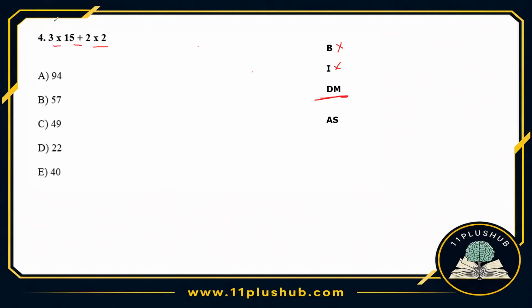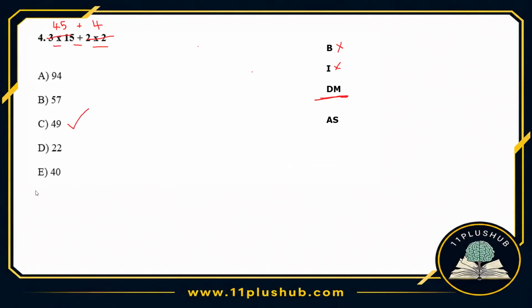So 3 times 15 is 45. So I've dealt with that bit. Then I've got my addition symbol, which I've not dealt with. So let's move it up. And then 2 multiplied by 2, which gives me 4. And now the question simply becomes 45 plus 4, which is 49. So the answer is C.